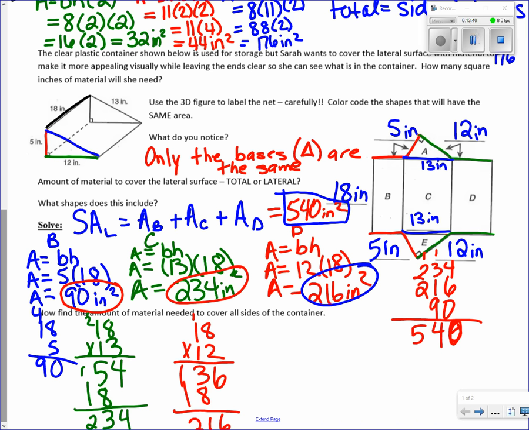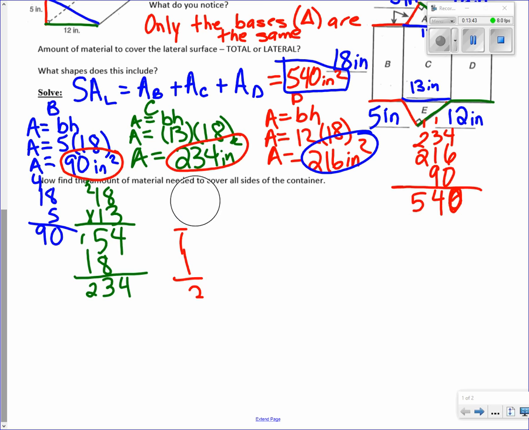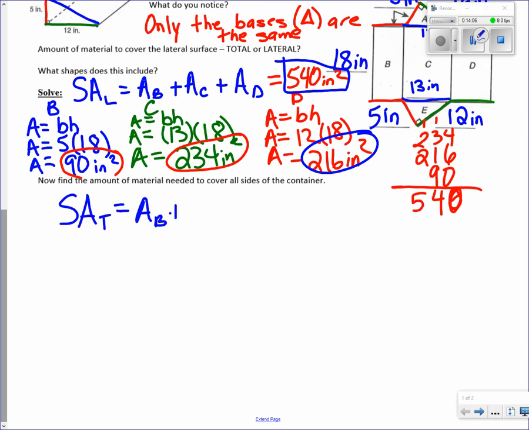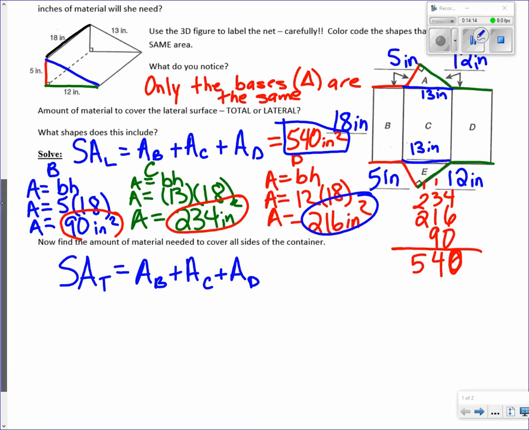Now I'm going to have to erase down here so we can answer this extension question. So I'm just going to make some room for myself. And it says, now find the amount of material needed to cover all sides of the container. Now, if we're covering all sides, we want total surface area. So we're going to do area of B plus area of C plus area of D, and then we want area of A and area of E.